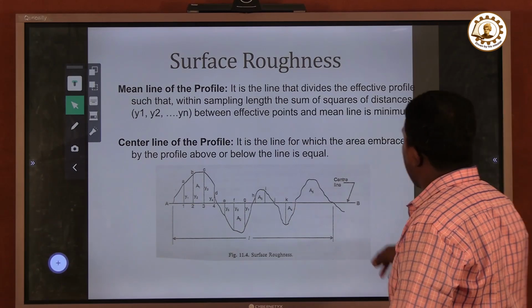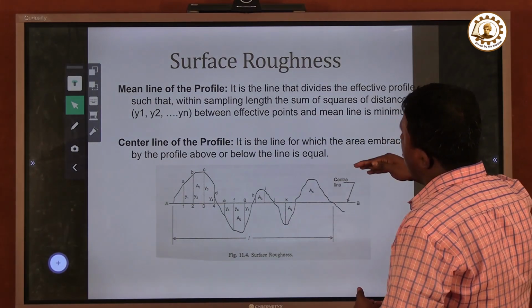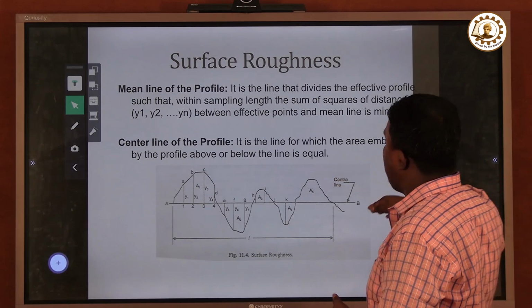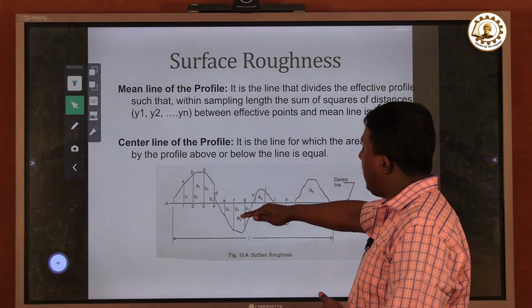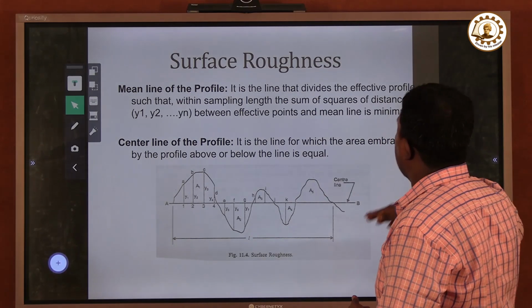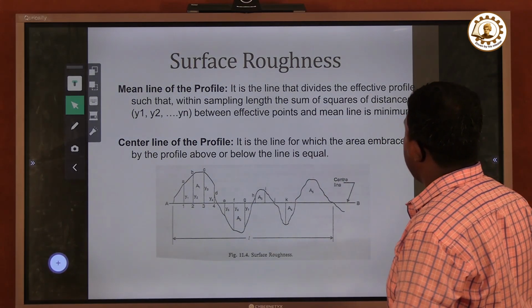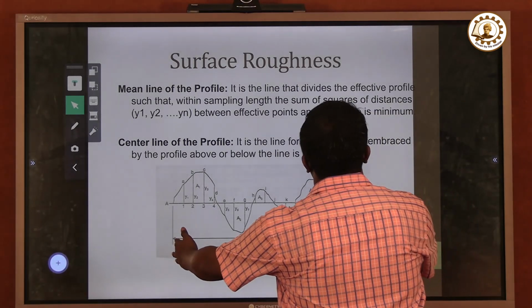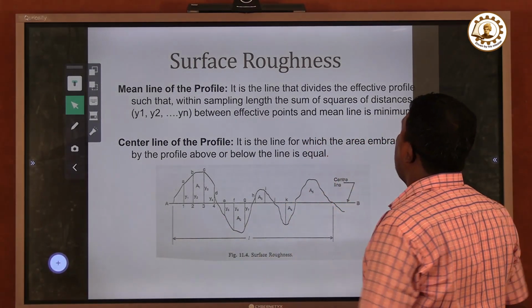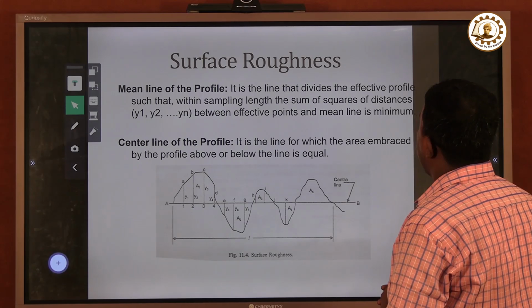this is the center line. Center line, basically we can say, when you make a line where the area below is equal to the area above, then that line is called the center line. And the mean line is the line that will define the total effective profile of the surface which you are going to see within the sampling length.